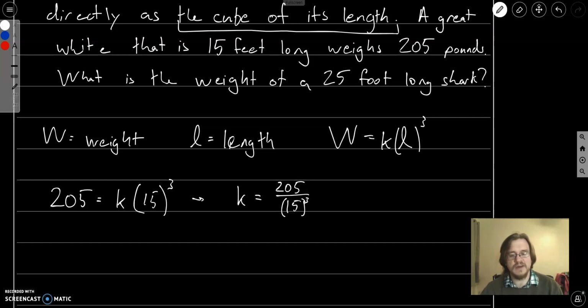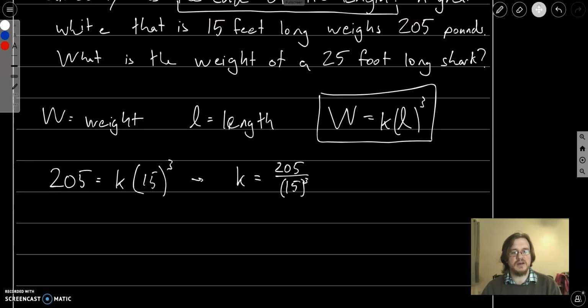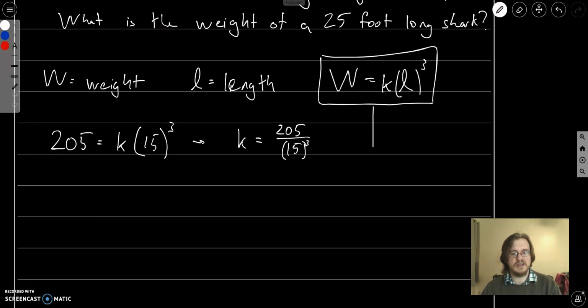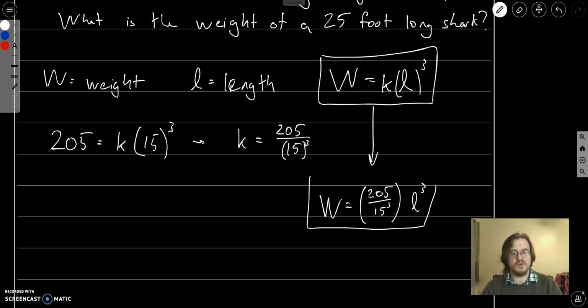This doesn't really simplify all that well, and I'm just going to plug everything into a calculator at the end. So for the moment, I'm just going to leave this fraction as is. I'm not going to change this. So what was our original equation with this unknown constant in here? I'm going to replace that constant with what we know. W is going to be equal to 205 over 15 cubed times L cubed. So all I've done is I've replaced k with what we know it is.